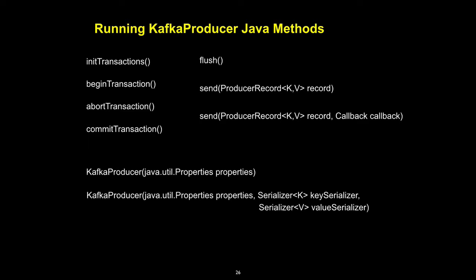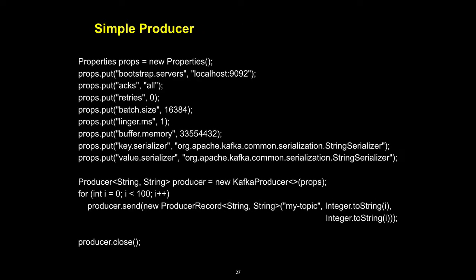Writing producers is pretty straightforward. Here's a simple producer, and almost all the work is just configuring it. What do you want, right? Which machine do you want to send it to? Acknowledgements, do you want all acknowledgements? How many retries do you want to do if you can't do it?